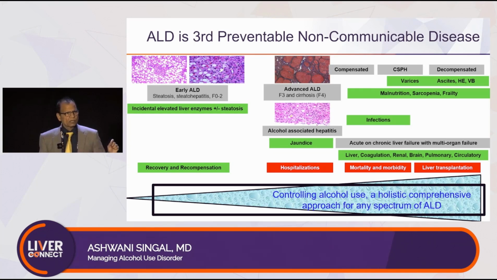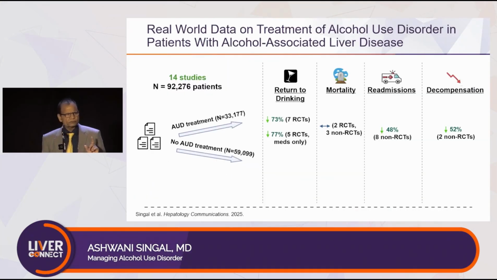So clearly showing that alcohol use, in terms of what happens to these patients in the long run, can decide the long-term outcome of these patients. That is what we will talk about.